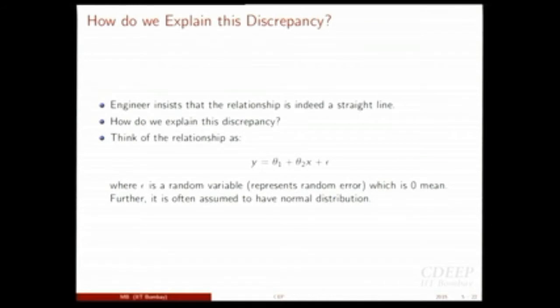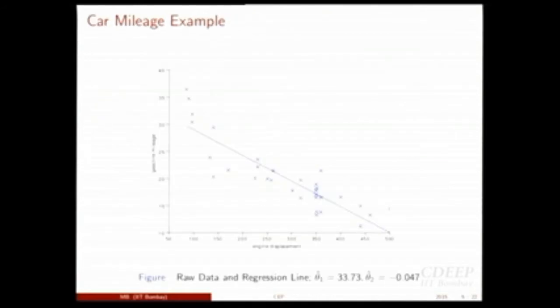Okay. So with this interpretation, rather with these assumptions on the error, we can go ahead and now do a lot of further analysis. So this is again the raw data, and this is the regression line that you fit using A transpose A inverse A transpose Y. These are the estimates of intercept and slope.